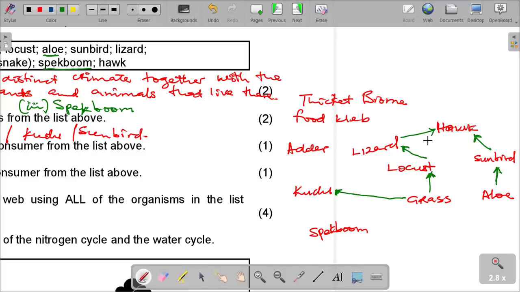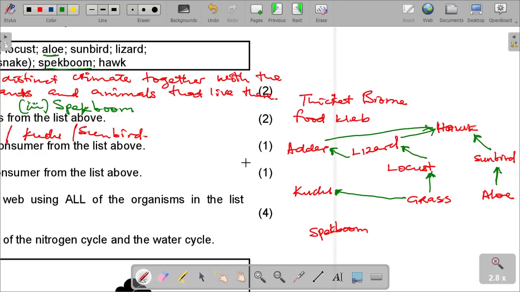That can be correct. Again, to say the locust can be taken by the hawk, and then the lizard, sorry, the lizard can be taken by the hawk, and then we can have the lizard can also be eaten by the adder, and then the adder can also be taken by the what? The adder can also be taken by the hawk there.